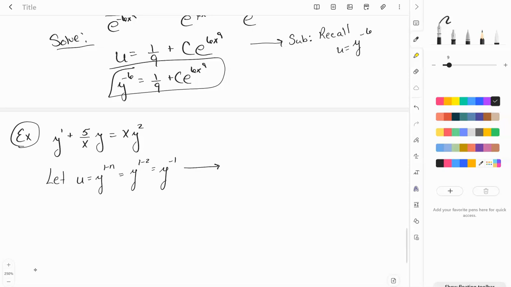So this is going to help us form some substitutions. So u equals y to the negative 1. Now we need to solve this for y.